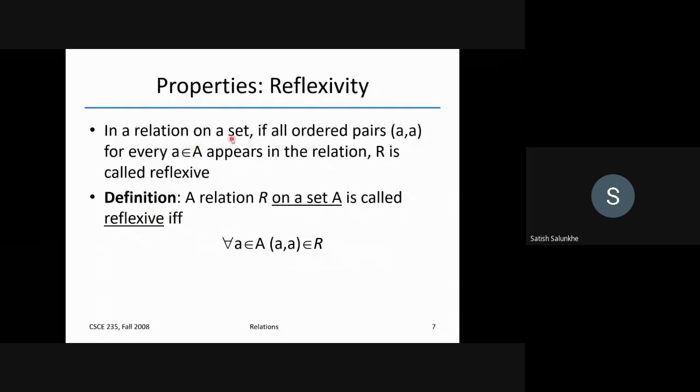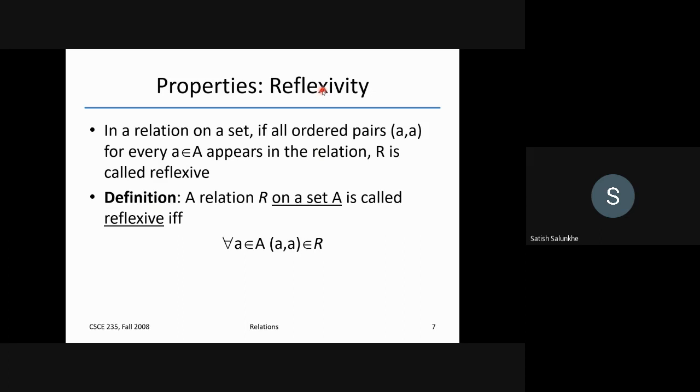In a relation on a set, if all ordered pairs (A, A) for every element A belonging to the domain appear in the relation R, it is called reflexive. In a simpler manner, the upside-down A symbol is nothing but "for all": for all elements A belonging to set A. This reflexive relation is holding only for set A to set A. This property we are checking, reflexivity.